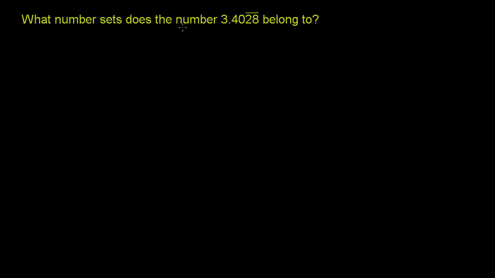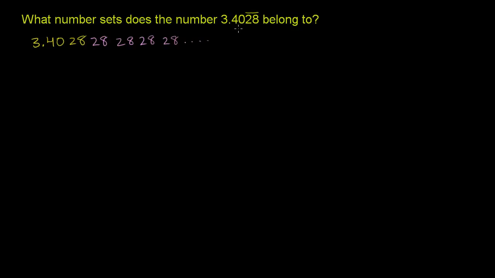So I could express this number as 3.4028, but the 2, 8 just keep repeating. Just keep repeating on and on and on forever. I could just keep writing them forever and ever. And obviously, it's just easier to write this line over the 2, 8 to say that it repeats forever.